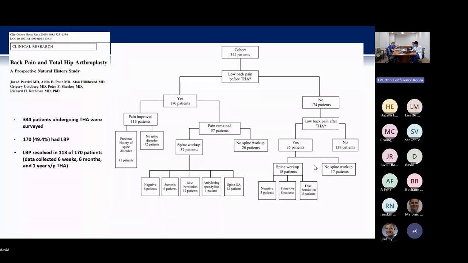Interestingly, on the other arm over here, 35 patients out of 174 who presented without back pain ended up developing back pain within the first year. So unclear if that has to do with just the natural progression and they had osteoarthritis, so it was going to start hurting eventually one way or another, or if there was some similar compensatory mechanism after the total hip that increased strain on the back. So, this is probably the most convincing study that there's a very high correlation between the two.